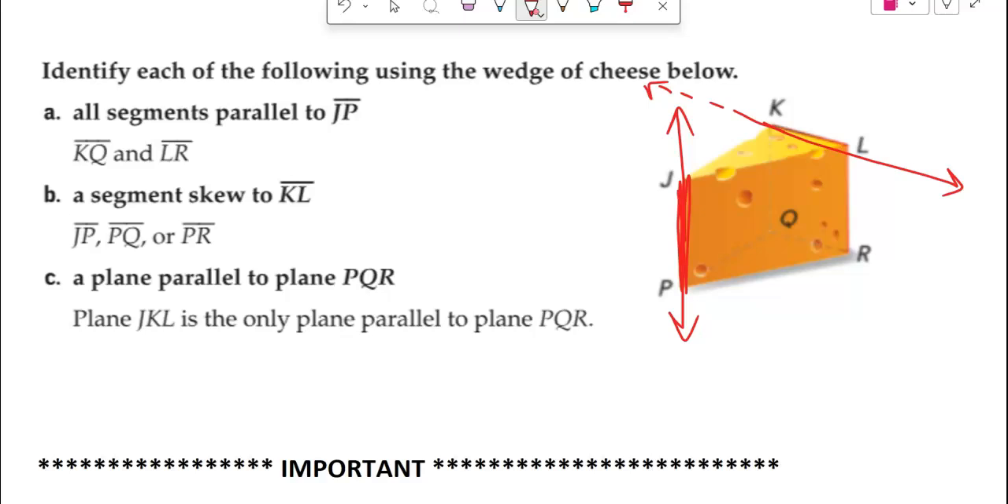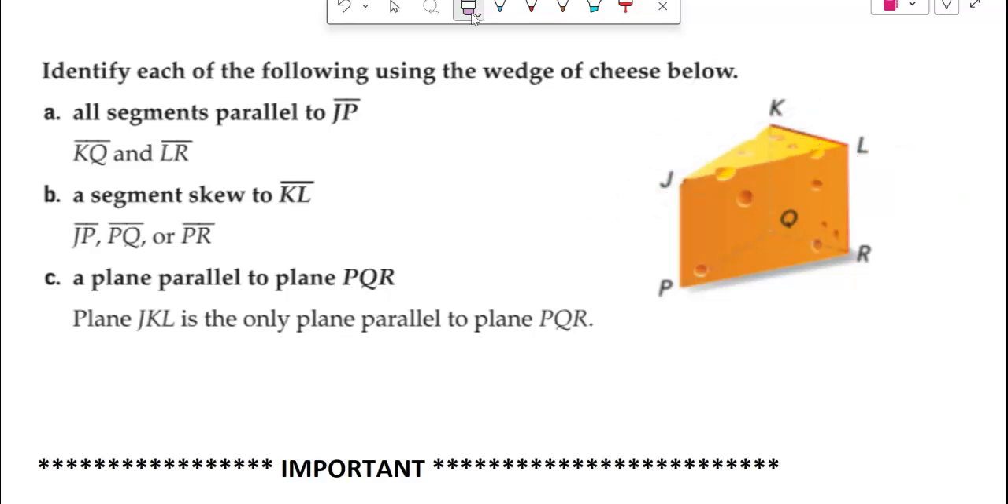Another skew line to KL is PQ, right? They're never going to intersect, but they're on different planes. And PR, never going to intersect with KL, but they're on different planes. What about JK? It goes a different direction than KL. Oh, they intersect. They're on the same plane, and JL intersects as well. Okay? So just the difference between parallel and skew.